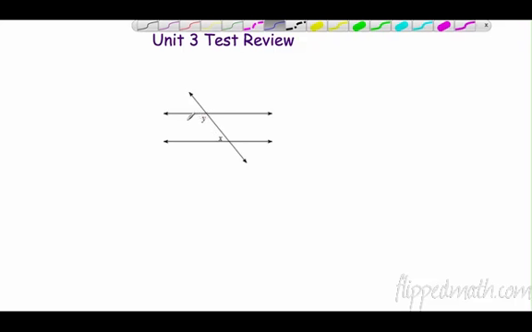Remember, we have these two right here. They're both inside the parallel lines. That means they are what? Same side, because they're on the same side of the transversal: same side interior angles. What else could we have? Let's say we had Z and X. Those are inside, but they're on opposite sides, alternate interior angles, right?